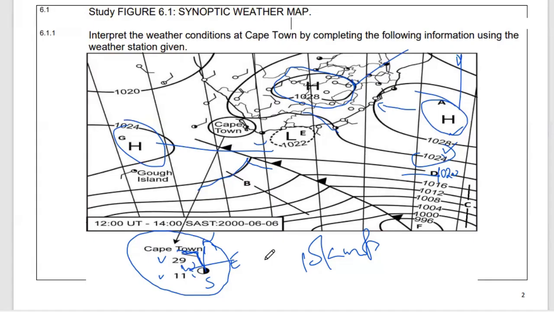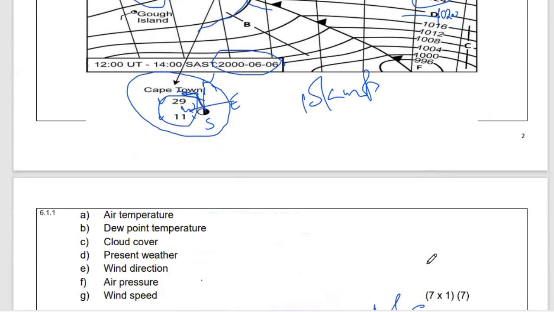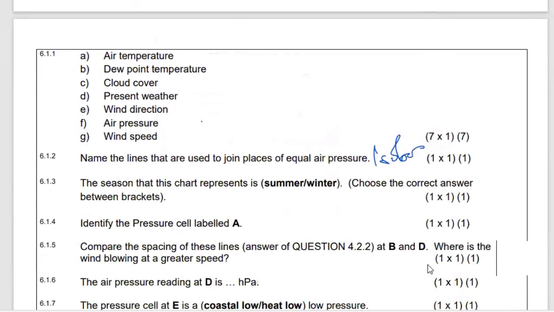So given those two, we can safely conclude that it's winter. And also, if you come to our date, this is 2000, June 6th. June, like what we have been mentioning, is typical of a winter map in the southern hemisphere. And also, if we check our temperatures, maximum is 29 and minimum is 11, which also suggests that the temperatures are not very high. If you're having a maximum of 29, which is typical of winter conditions. Right. So we have a lot of evidence which gives us the justification that this map is a winter map.